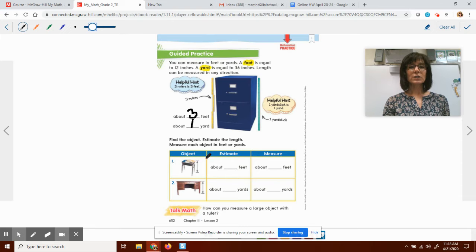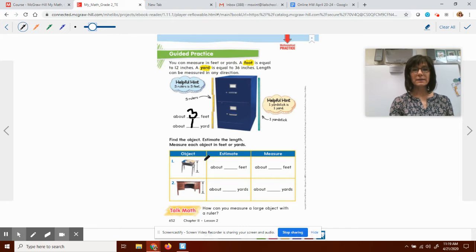So the first object here is a desk. Dad or mom might have a desk in their office. You might have a kitchen table. We could use that. Go ahead and measure from the floor to the top with your ruler. The estimate you're going to give me is probably going to be taller than 1 foot, maybe about 2 feet. If it's a kid's desk, it might be 2 feet, or your little brother or sister's. Figure out, is it 2? Is it maybe 2.5 feet? Put your about right here.